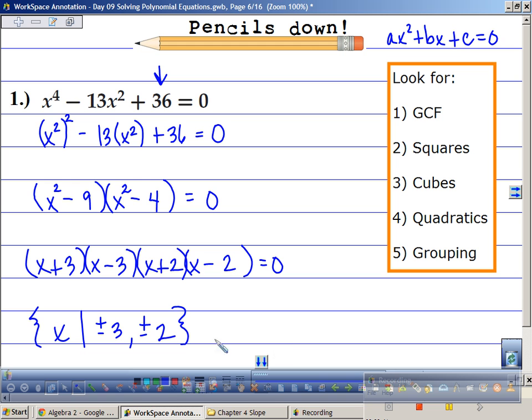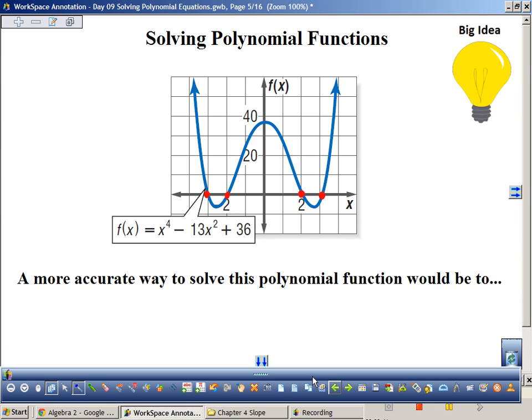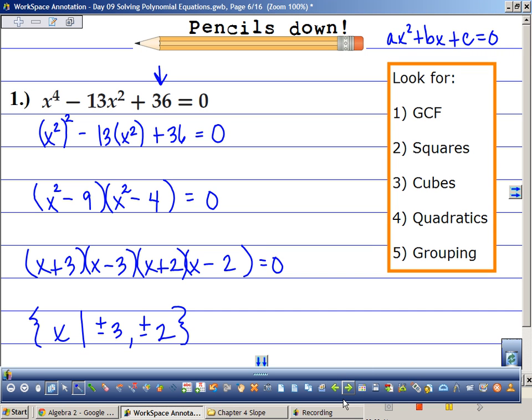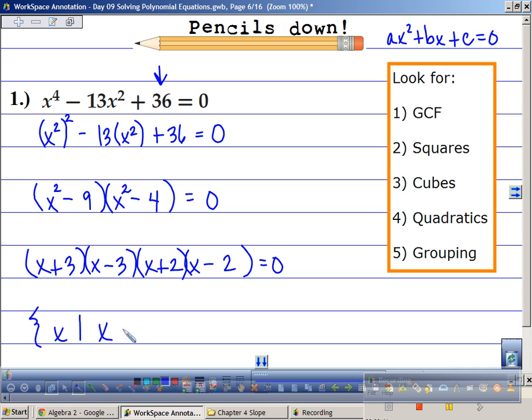Is it or and? It's neither. It's just saying those are all the solutions. Plus, and isn't that what I have here? Plus 3, -3, plus 2, -2. Okay, go ahead and write that down. I should say x such that x is equal to positive or -2, comma, positive or -3.